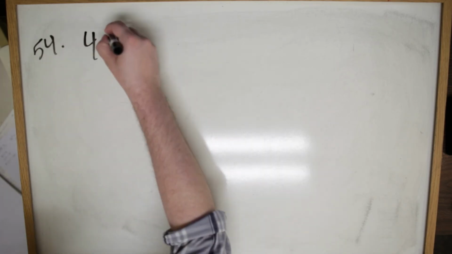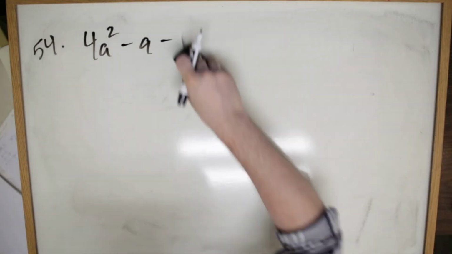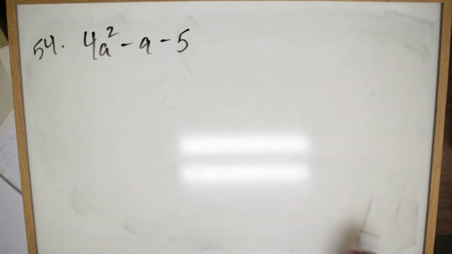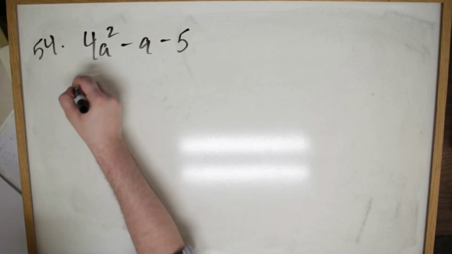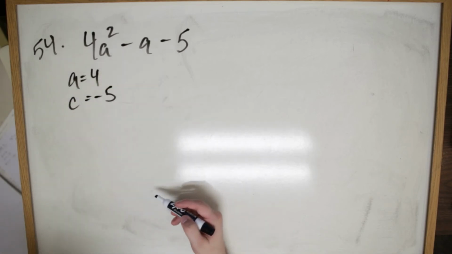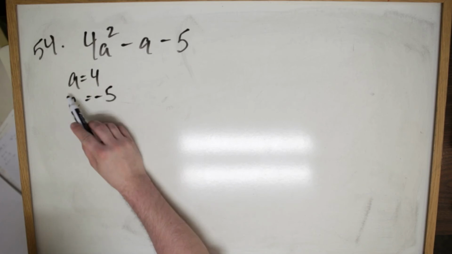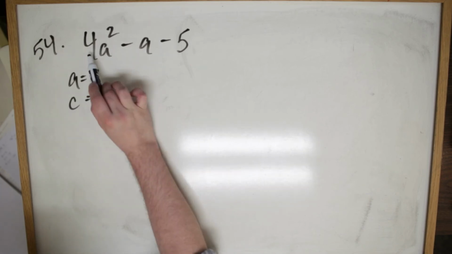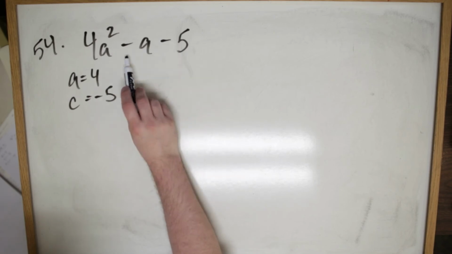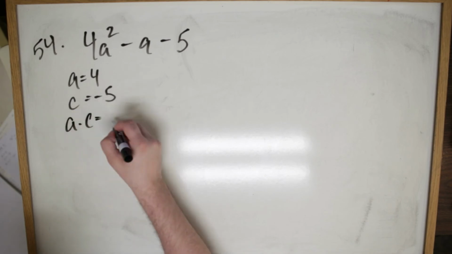All right, so 54 says 4a squared minus a minus 5. So the trick here is that we need to recognize that a is equal to 4 and c is equal to minus 5. It's kind of weird that they have a and a squared here, but all I'm using for the a's and the c's is to represent the coefficients that are sitting in front. So if I did b, it would be minus 1. Okay? So a times c is equal to minus 20.